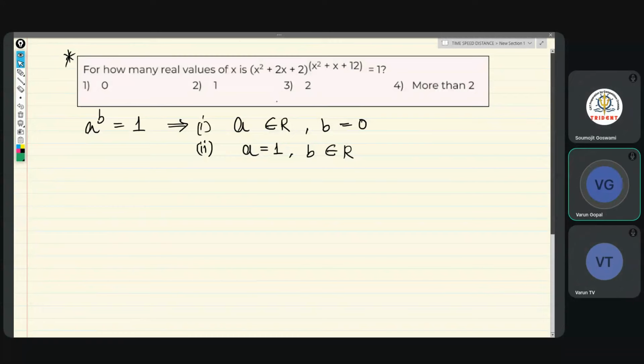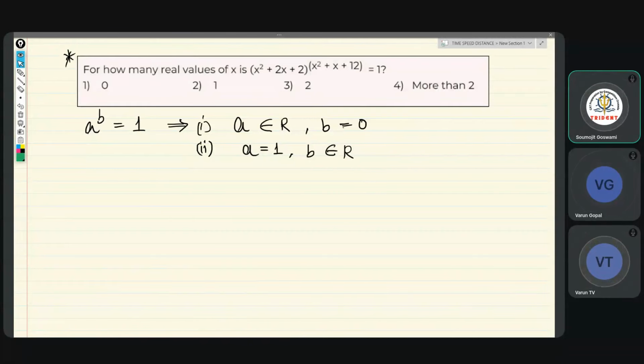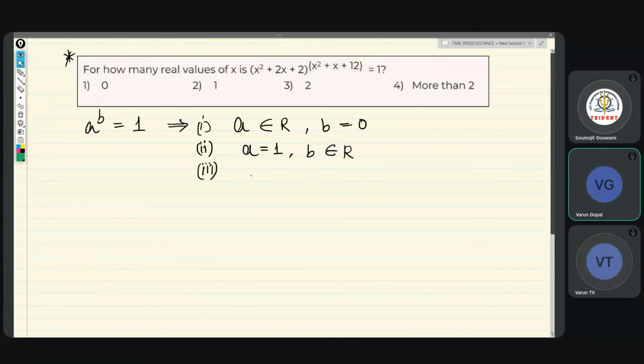In proper set theory, this notation is called belongs to. So A can belong to any real number and B could be zero, one of the cases, the second case. Is there any other case? A equal to zero? No, listen, 0 raised to the power anything is 0.